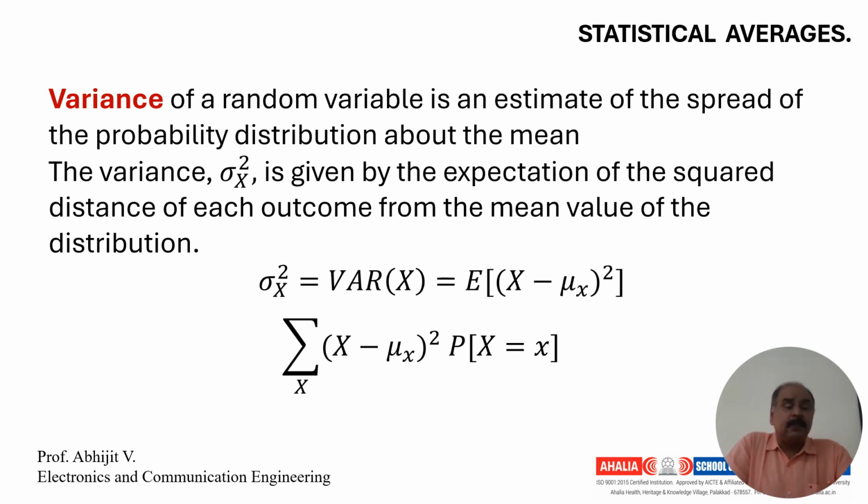Variance sigma x square is given by the expectation of the square distance of the outcome from the mean value of the distribution. Sigma x square is equal to E of x minus mu x the whole square, where mu x is the mean of the variable. Otherwise, it is the sum over all values of x minus mu x the whole square into p of x.